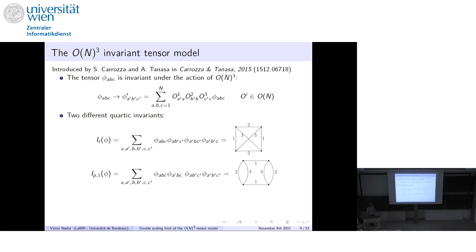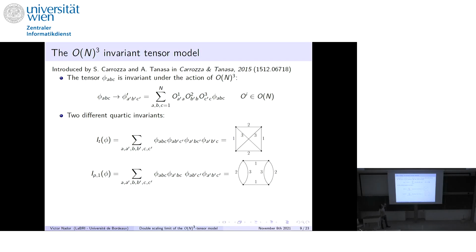So the model I want to talk about is the so-called O(N)^3 invariant tensor model that was introduced by Carrozza and Tanasa in 2015. So I take a tensor phi with 3 indices a, b, c, and I want it to be invariant under the action of 3 copies of the orthogonal group O(N), where each copy acts on one index. And so I can build 2 different invariants. The first one, I_T, is called the tetrahedron, and the second one is called the pillow.